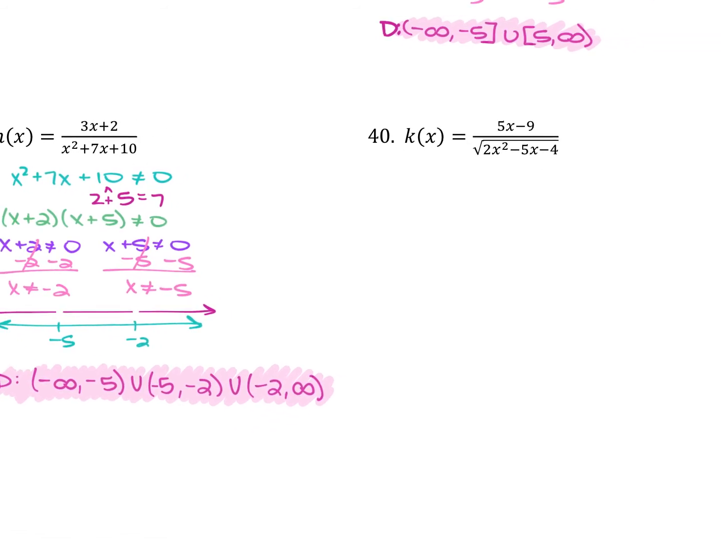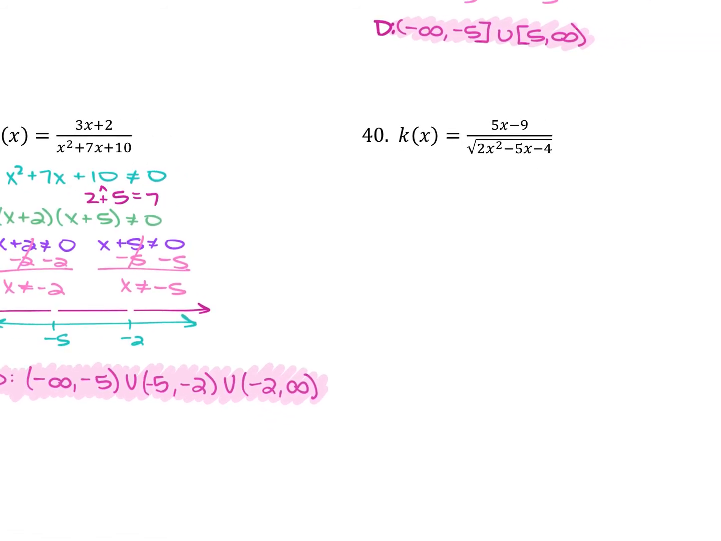For number 40, you have k of x is equal to 5x minus 9 over the square root of 2x squared minus 5x minus 4. You have a radical where x is underneath it, and it's in the denominator of your fraction. So you're going to take the expression that's under the radical in the denominator and set it to be greater than 0. So that's going to be 2x squared minus 5x minus 4 is greater than 0.